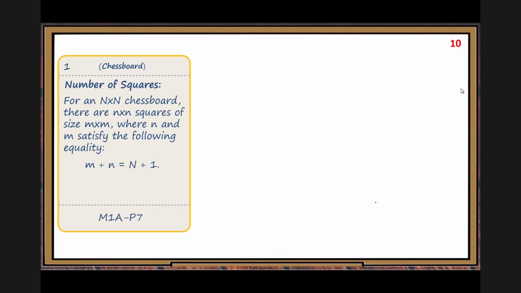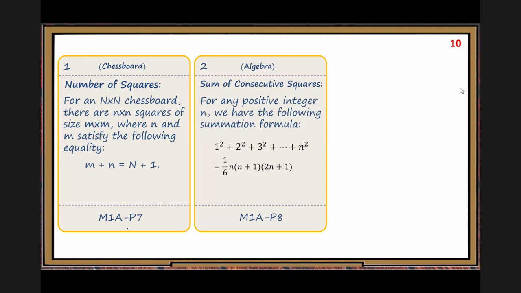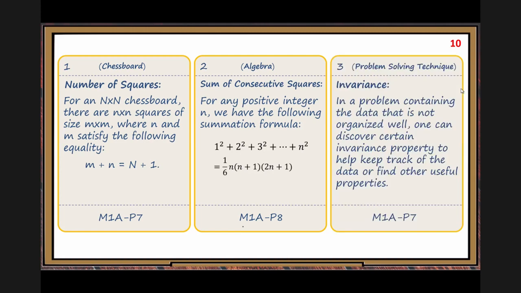You see the reference M1A, page 7. Module 1, part A, page 7. You can find it. The second flashcard, you can find it at M1A, page 8. The third one, that one. I summarize, for part A, you have 3.